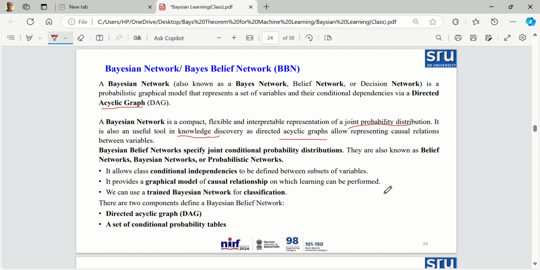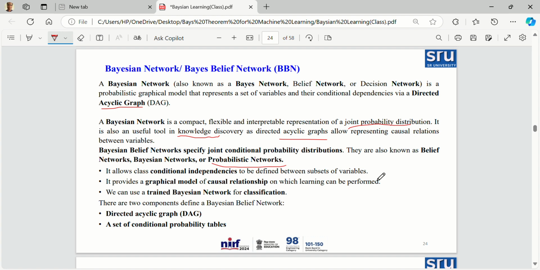If you are going for the Bayesian belief network or Bayesian network, it specifies a joint conditional probability distribution. It is also called a Bayes network, Bayesian network, belief network, and nowadays also a probabilistic network. Then what is the use of this one? It allows class conditional independence to be defined between subsets of variables.